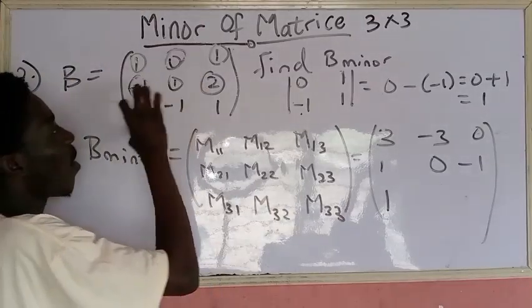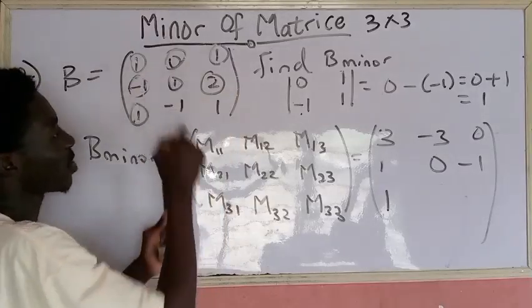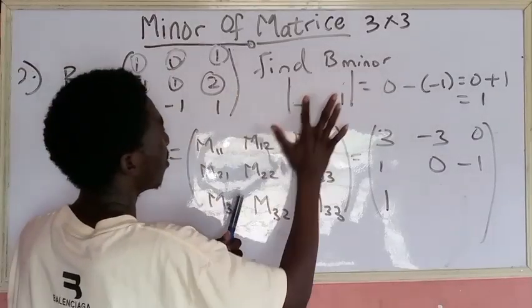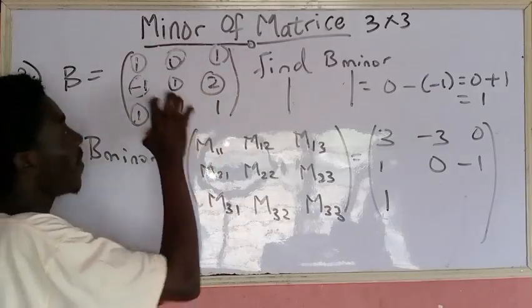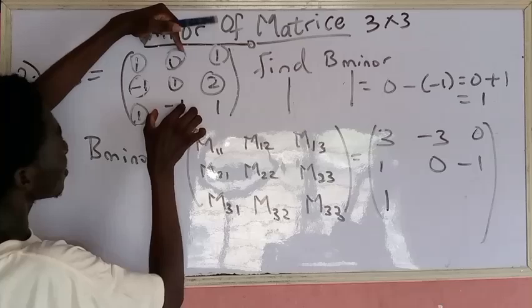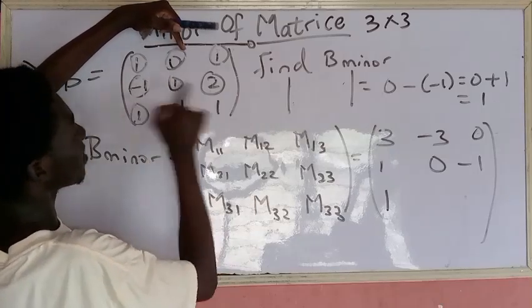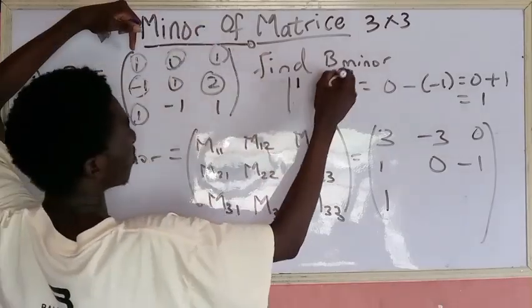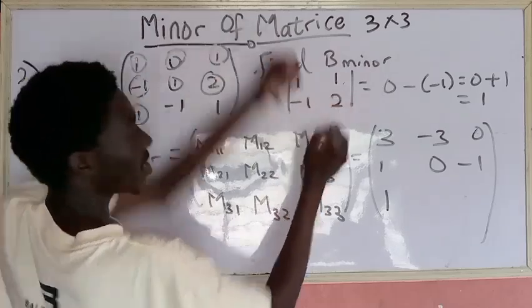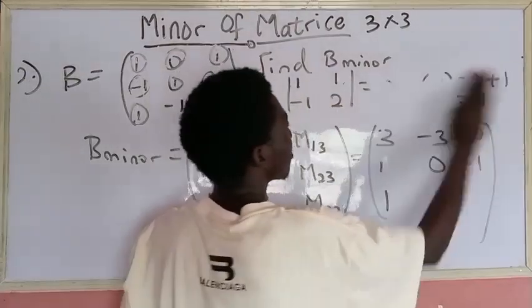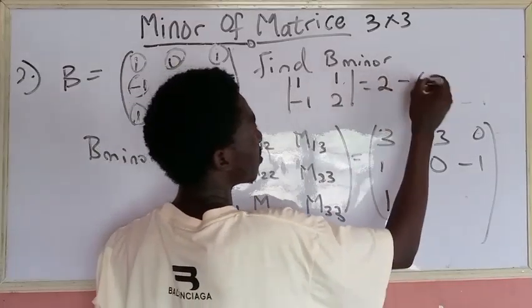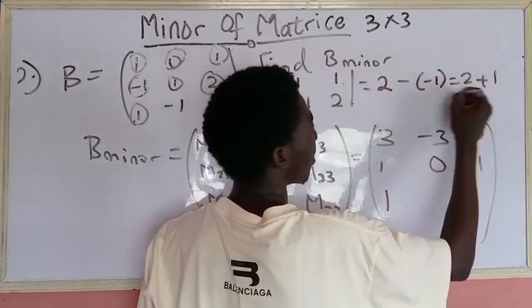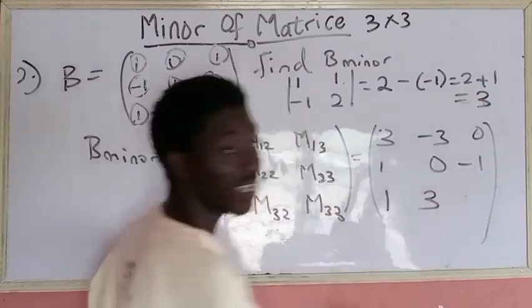Next one for minus 1. Occupy this column, occupy this row. 1, 1, minus 1 and 2. So this occupies this column, occupies this row. So this and this are left out. 1, 1, minus 1 and 2. And what does that give us? That gives us 2 minus a minus 1, 2 plus 1, and that is what? 3. So you have a 3.